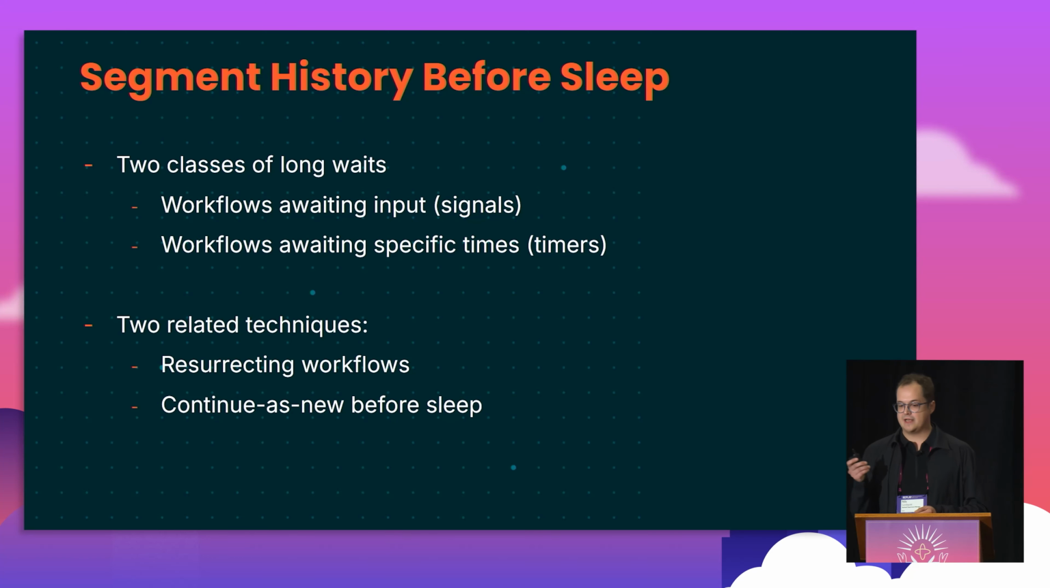And there's kind of two classes of this type of await that I'd like to touch on. One, where you're awaiting a signal, awaiting a user to send in something and you're deciding to go to sleep, there's one approach you can take. And another approach that is more appropriate if you're awaiting a timer, if you need some sort of temporal scheduled timer to come back and wake up your workflow. The two techniques I refer to as resurrecting a workflow and continuing as new prior to sleep.